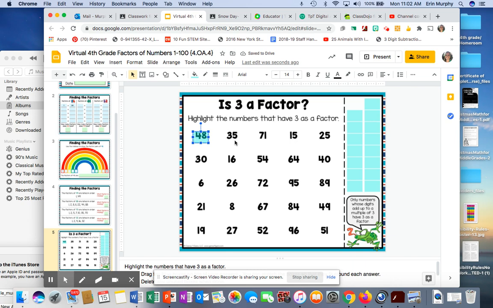3 plus 5 equals 8. 8 cannot divide by 3, so 3 is not a factor. 7 plus 1 equals 8. 8 cannot divide by 3. 3 is not a factor. I'll let you try the rest on your own, but that's really all you're doing for that.